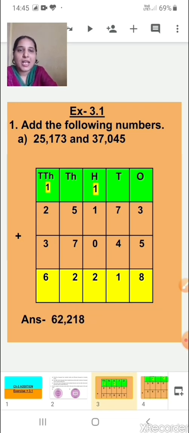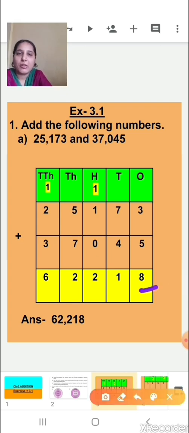So you can see at the ones place there are 3 and 5. So 3 plus 5, 8 that we have written here. Then let's move to tens place where we have 7 and 4. So 7 plus 4, 11. So 1 we will write here and the other one will be carried over to hundreds place, because 11 is a 2-digit number. Now at the hundreds place 1 plus 1 plus 0. What we will get? 2.